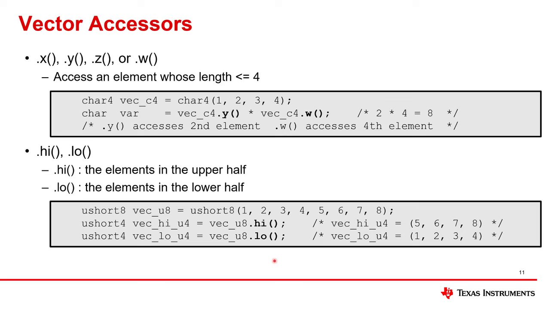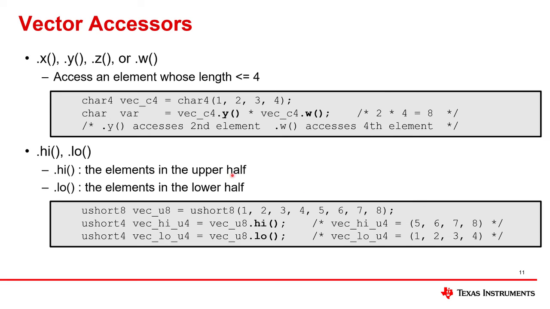Here are 2 variants of the vector accessors. The first one looks like .x, .y, .z, or .w. This is for accessing an element of a vector whose length is less than or equal to 4. So, again, our favorite example: initialize a vector of length 4 with the values 1, 2, 3, 4. And then we pick up y and we pick up w. Well, what does that do? It picks up the second one and the fourth one. They get multiplied together, and that'll assign 8 to var. So .y accesses the second element, .w accesses the fourth.